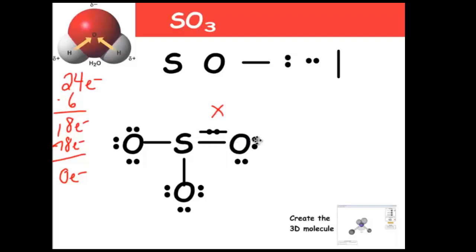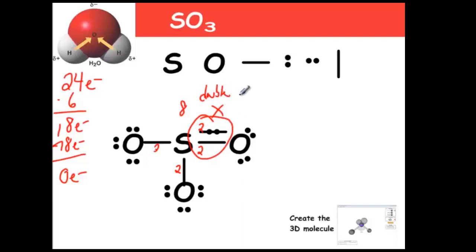Now this oxygen did not lose its electrons. It still has all 8 electrons. It's got 2, 4, 6, 8. So this has 8, and now sulfur has 2 plus 2 plus 2 plus 2. So sulfur has all 8, and it has what we call here a double bond.